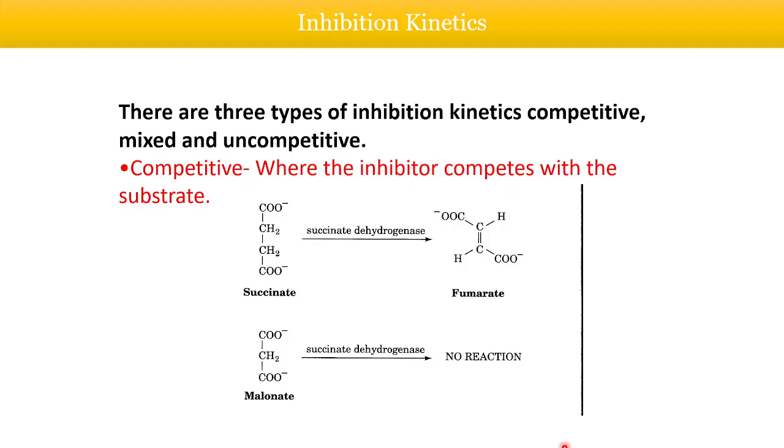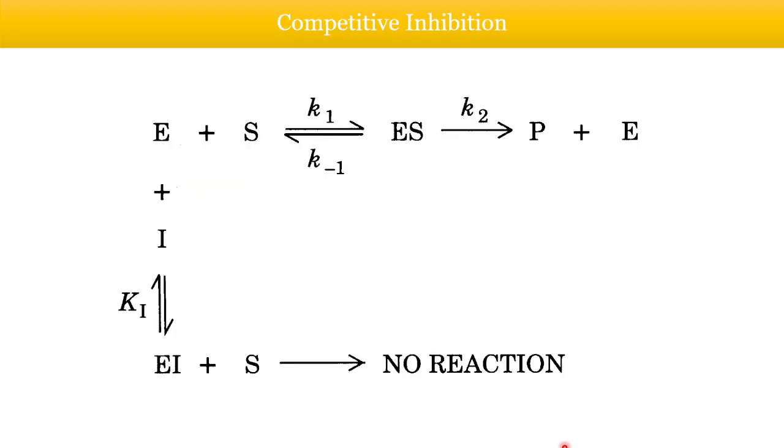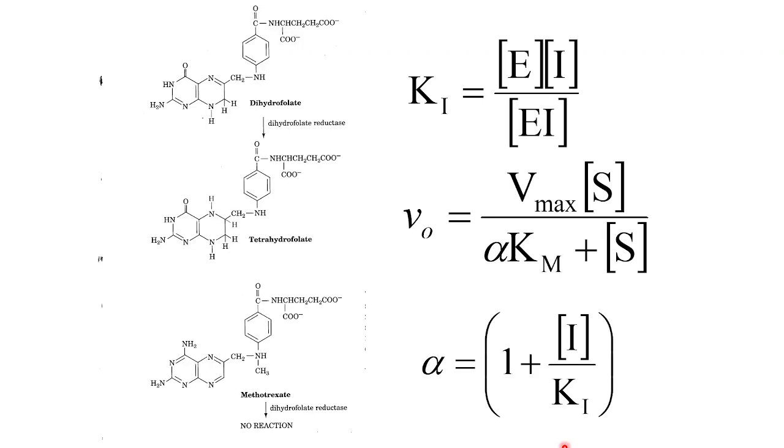There are three types of inhibition that can happen: competitive, mixed and uncompetitive. Competitive means the inhibitor competes with the substrate, so the inhibitor has good binding to the enzyme compared to that of the substrate. When the inhibitor binds, it's Ki and there is no reaction. When the substrate binds, you get the product from the enzyme.